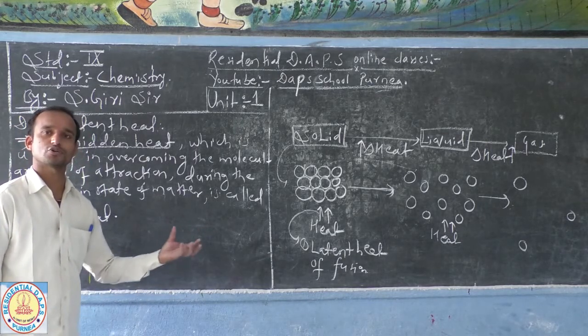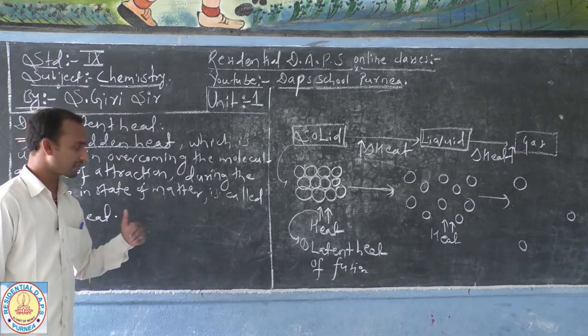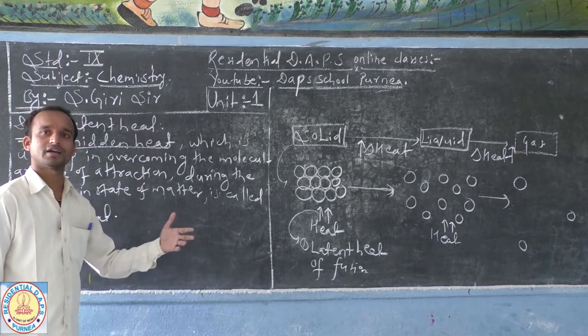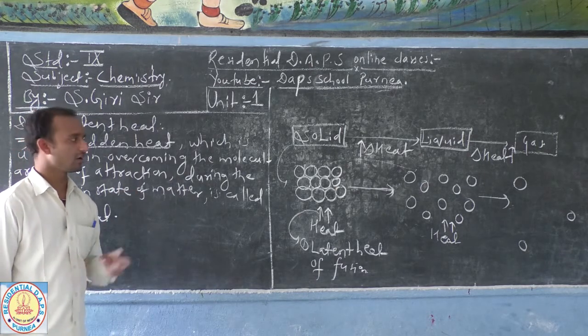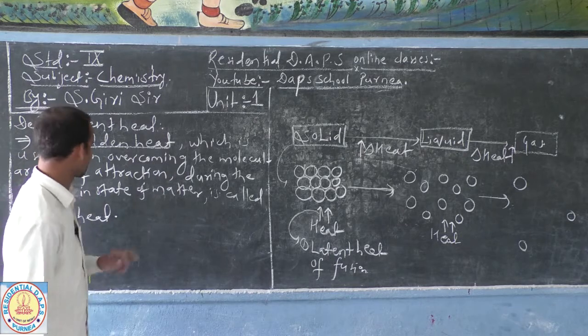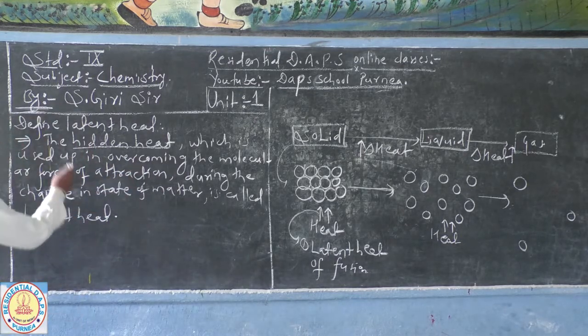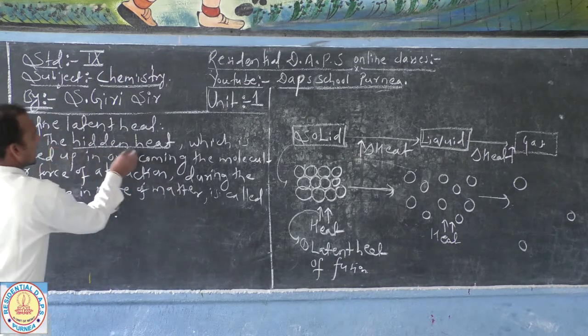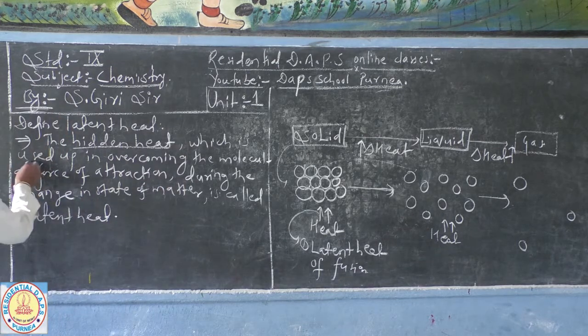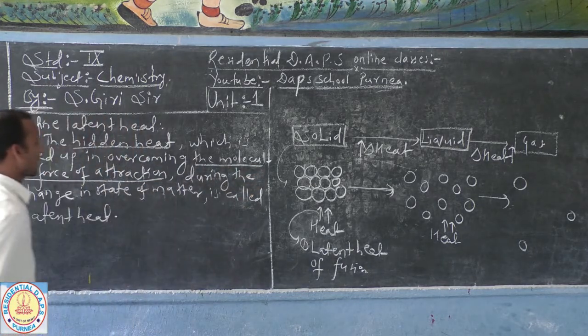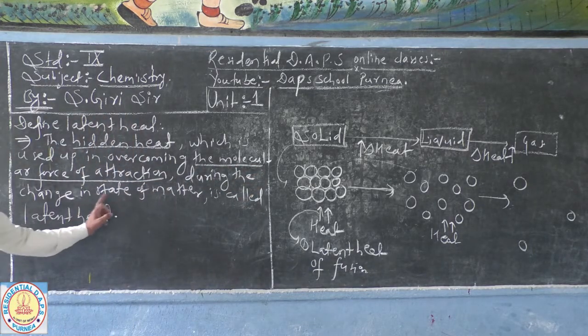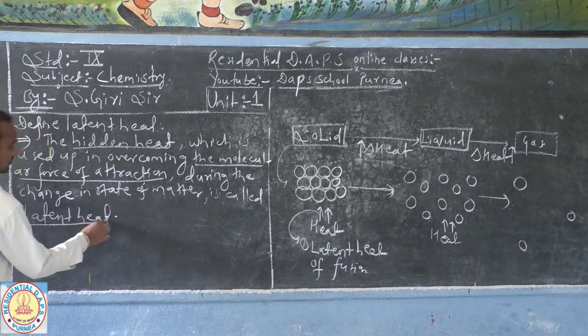exactly, this is a heat energy that we are using, we are giving it to the solid, but it is slowly being used up, meaning to break the molecular force of attraction between the solid molecules or particles. Listen here again, you may define it properly: the hidden heat which is used up in overcoming the molecular force of attraction during the change in state of matter is called latent heat.